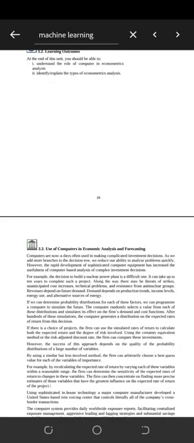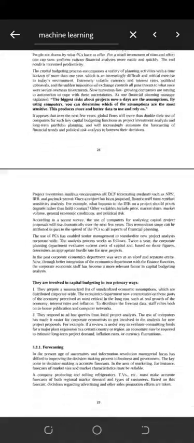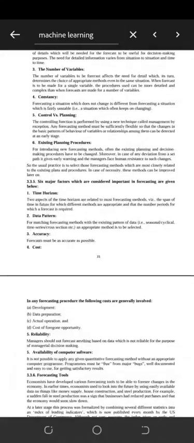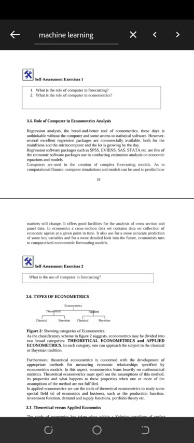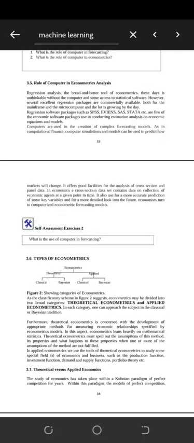But let's go to the part that is the same. Any regression analysis, the bread and butter tool, right? I've seen 3.5. So regression analysis, the bread and butter tool of econometrics these days, is unthinkable without the computer and some access to statistical software.